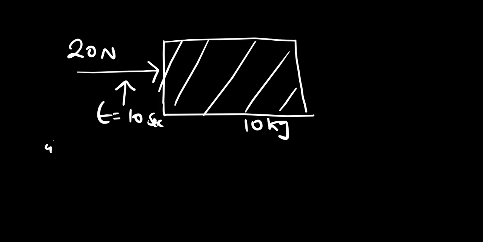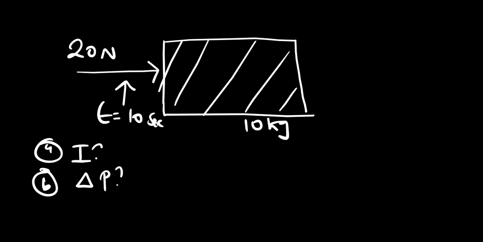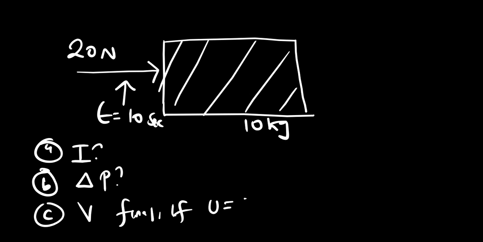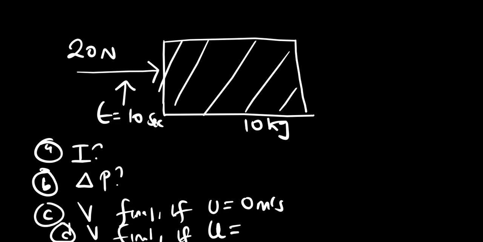So number one, how are we going to find the impulse? Number two, how are we going to find the change in momentum? Then C, how are we going to find the final velocity if our initial velocity is equal to 0 meters per second? And how can we find the final velocity if your initial velocity is equal to 15 meters per second? So how can we solve such a question?